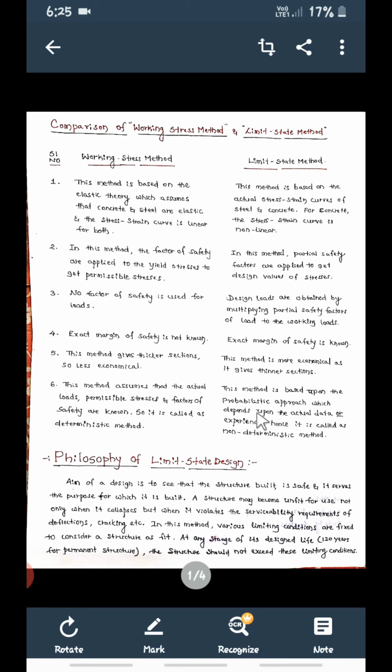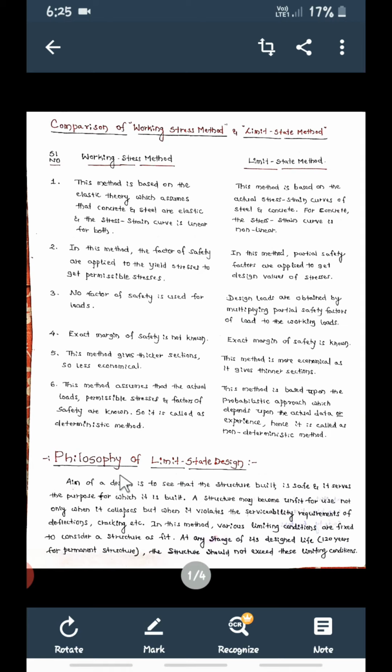Next we will move on to another important aspect of limit state. From here onwards, whatever method we are going to consider will be limit state only. Till now we have seen the working stress and ultimate load methods, but we will now restrict ourselves only to the limit state method. Whatever design we are going to do will be based on limit state.